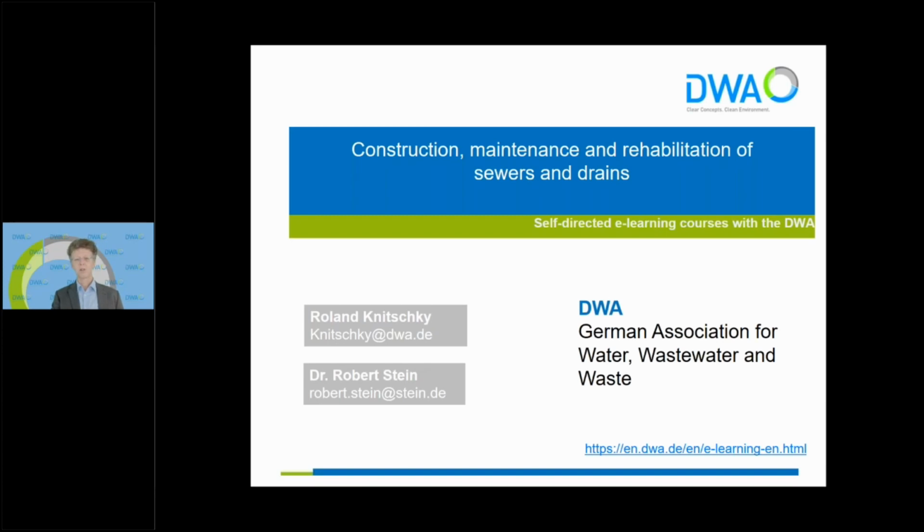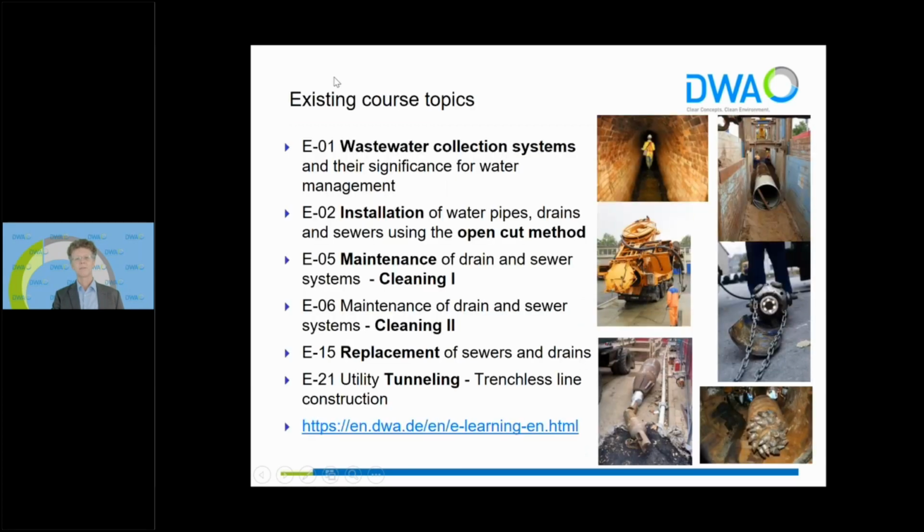E-learnings with DWA, that means 6 trainings, each of them for about 30 hours of working in a self-directed way. That means you can work the 30 hours whenever and wherever you want. And finally, a test which gives you a DWA certificate of your learning success.